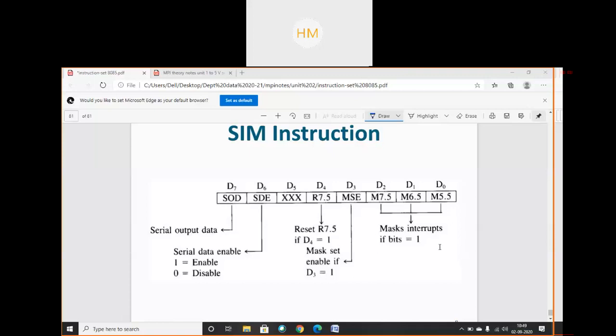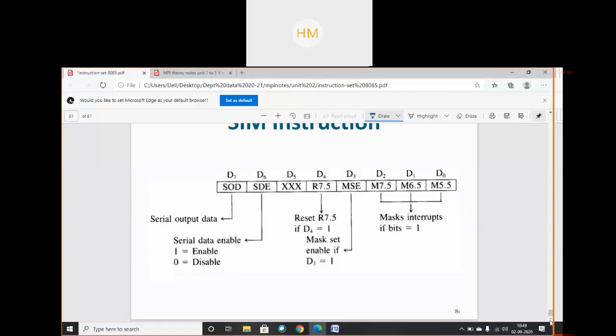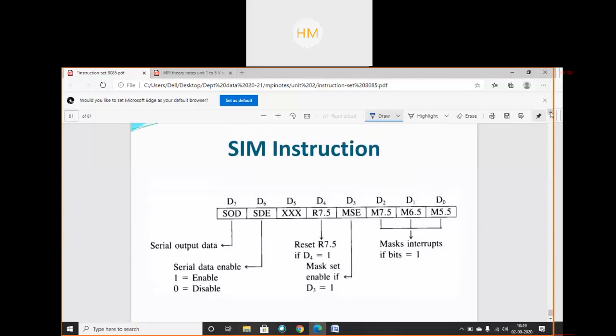So complete drawing. Finish. Should I explain? Yes, students, complete. I will explain this if you have finished drawing.